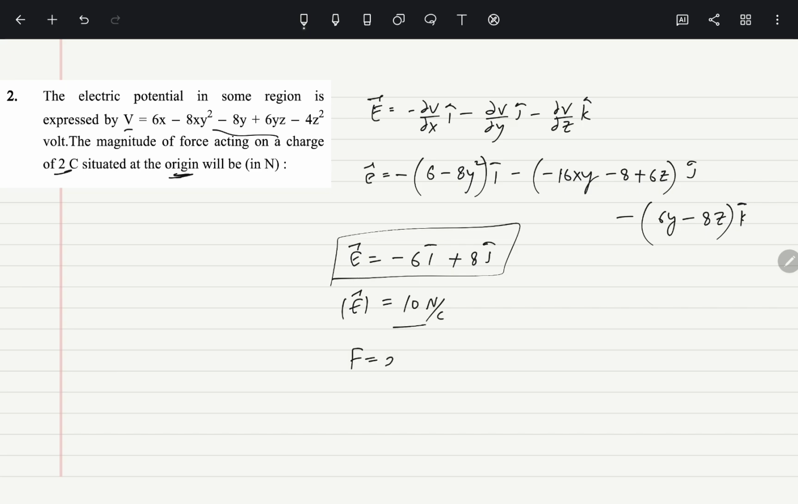Now what is the force? 2 into 10, which makes 20 Newton. Okay, so it is easy. Let's move to the next question.